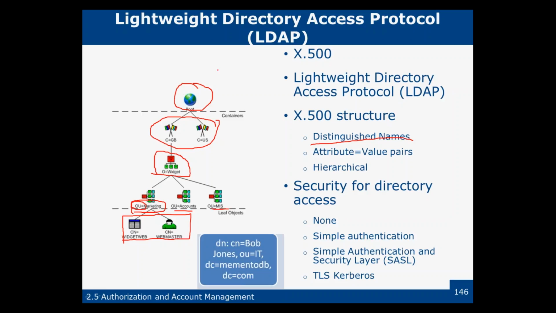The distinguished name, when we do a directory structure, we start with C:\/ and then work our way down. In directory structure, we start at the bottom and work our way up. This is what one would look up. A distinguished name: CN, common name, equals Bob Jones, OU equals IT, DC, which is domain component, mintodb, and then a domain component com. So this would be Bob Jones in the IT group at mintodb.com.